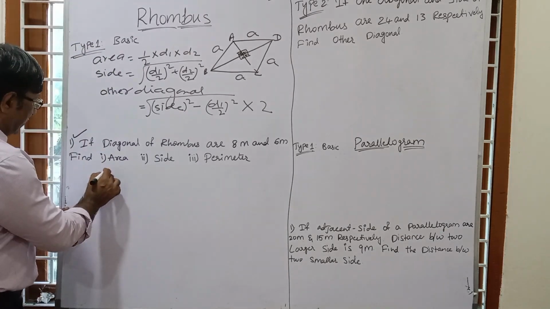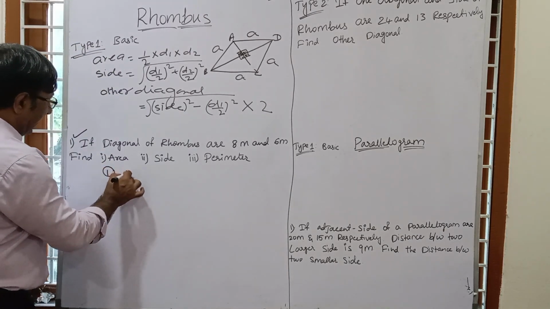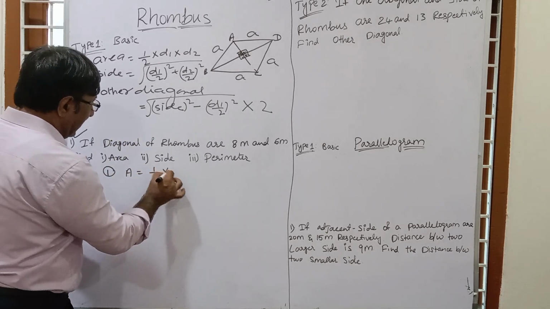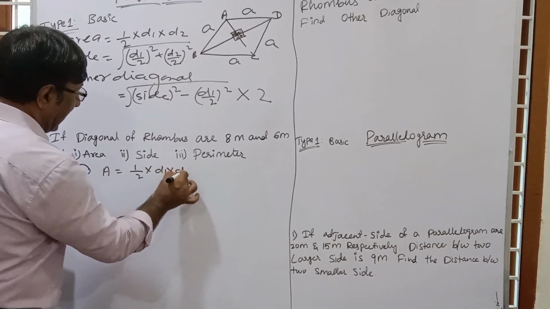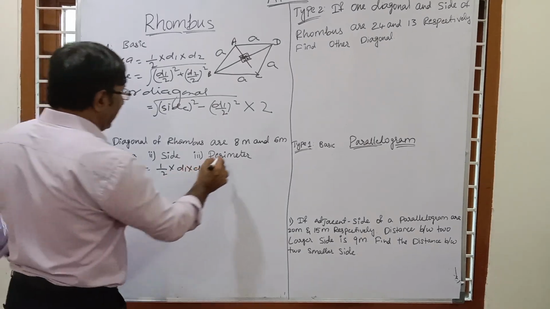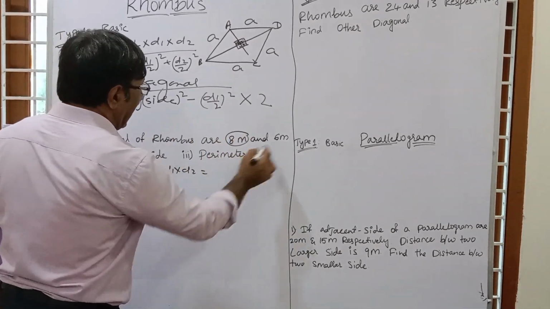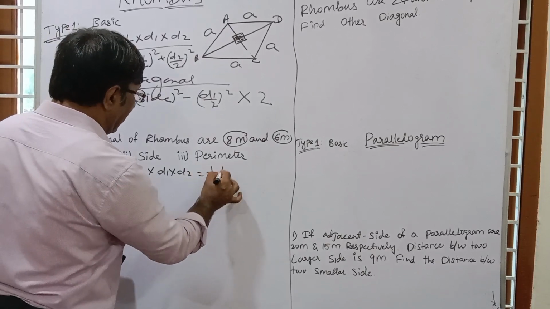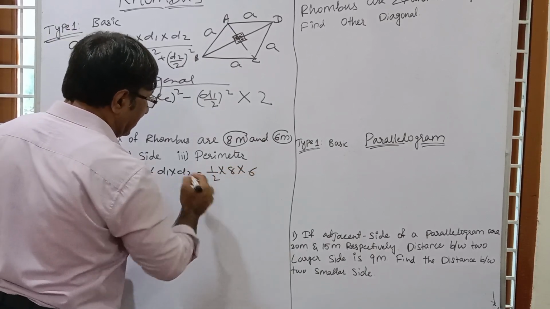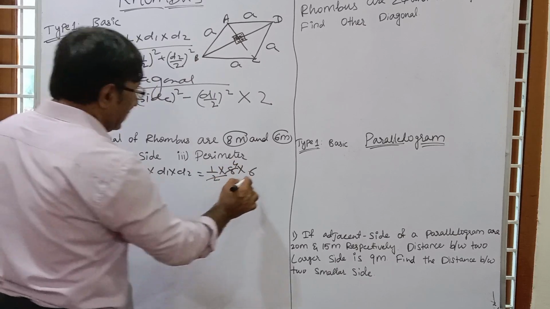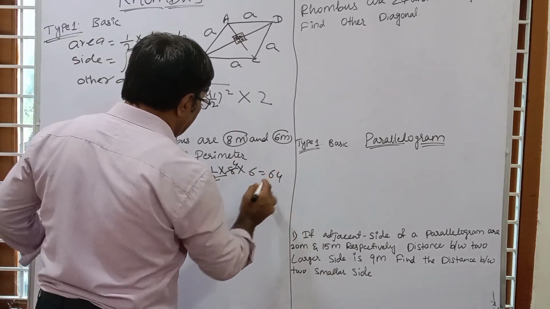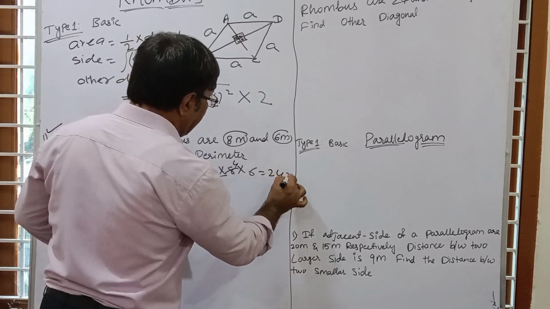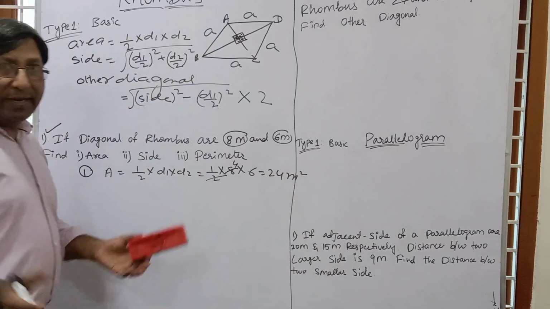So now see, the first question is the basic question. Area of rhombus, you know, is half multiply diagonal 1 into diagonal 2. Here diagonal 1 is given as 8 meter and diagonal 2 is given as 6 meter. So our answer is half multiply 8 multiply 6. 2 4 ja 8, 6 4 ja 24. So our right answer is 24 meter square.